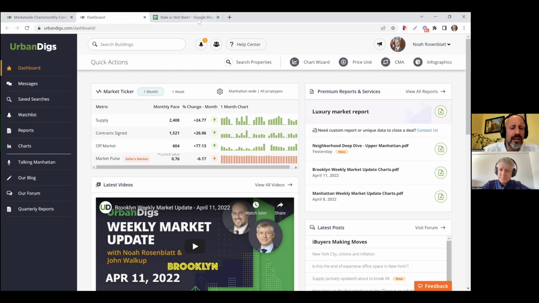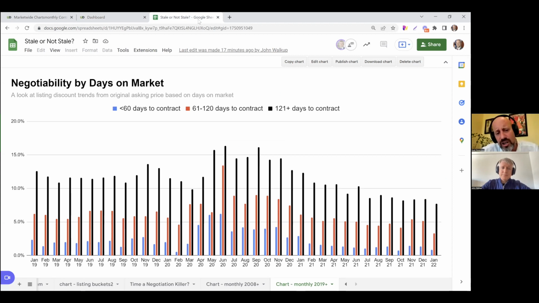And let's take a look at an interesting chart, John, that you pulled up over here. I always love this one. This is an oldie, but goodie. As we like to say, negotiability by days on market. And we're looking at contract sign dates, guys. That's the key to this whole entire thing, is that this is timely. We're looking at a lagging sales trend in a timely manner. We show you January, because that's as late as we can go.